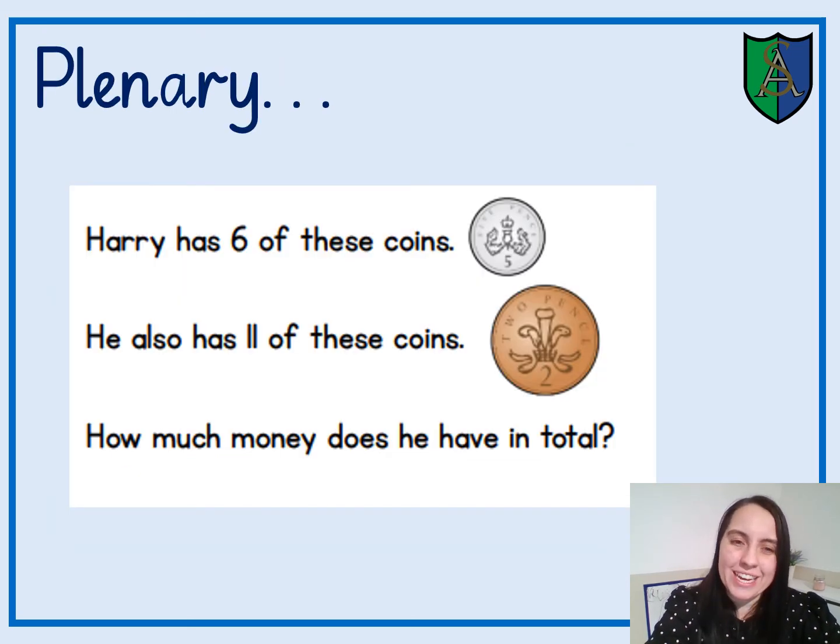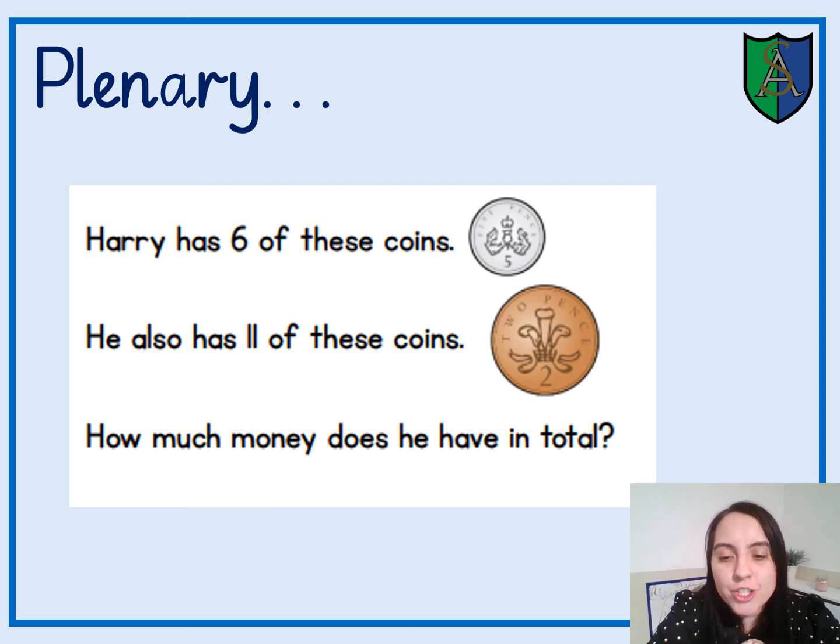Okay, time for your plenary. Now, what we're going to do is, this is part of your chili challenge. So if you want to challenge yourself a little bit today, then I'm going to give you some top tips to complete that now. So in your chili challenge, you have been asked to have a look at this little problem. So the first part says, Harry has 6 of these 5 pence coins, and he also has 11 of these 2 pence coins. So he's got 6 5 pences and 11 2 pences. So how much money does he have in total?